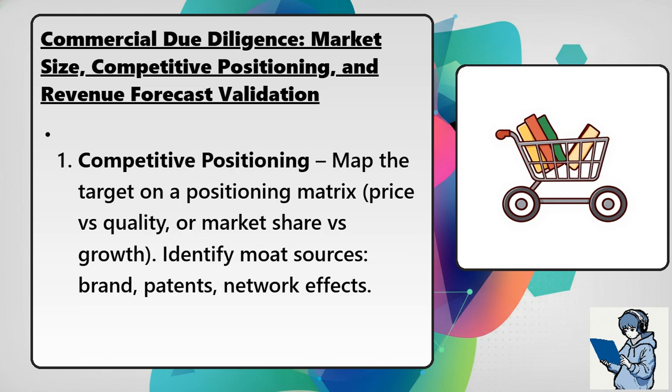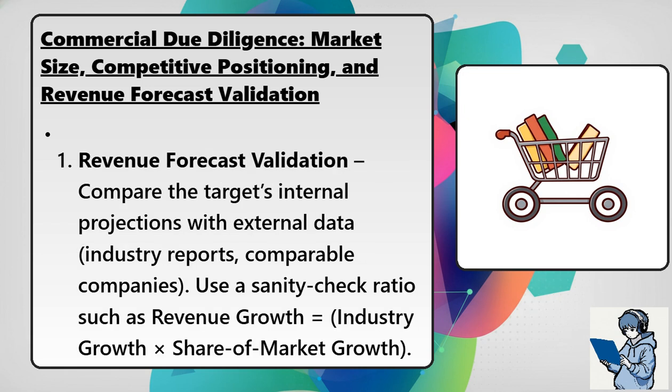Competitive positioning: map the target on a positioning matrix, price versus quality or market share versus growth. Identify moat sources: brand, patents, network effects. Revenue forecast validation: compare the target's internal projections with external data, industry reports, and comparable companies. Use a sanity check ratio such as revenue growth equals industry growth times share of market growth. If the industry is growing 5% but the target claims 20% growth without a new product, the claim is suspect.